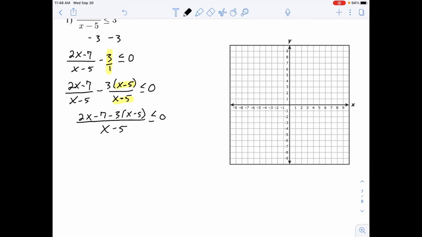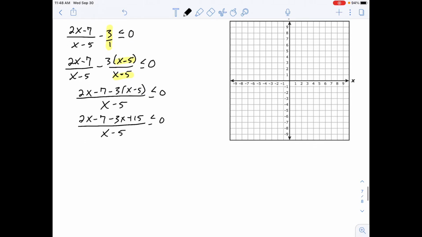So let's go ahead and simplify the top here so we can distribute. It gives me minus 3x plus 15 all over x minus 5. And then that just leaves me with negative x plus 8 over x minus 5 is less than or equal to 0.